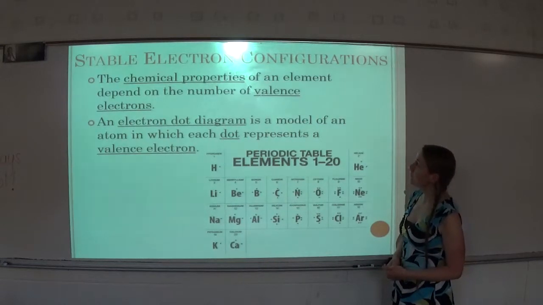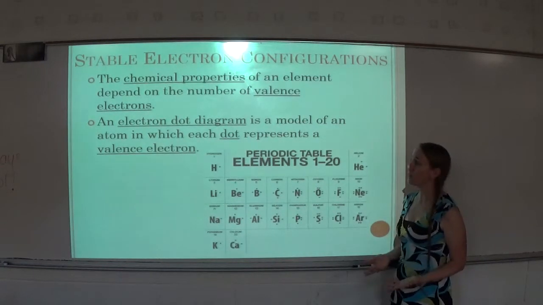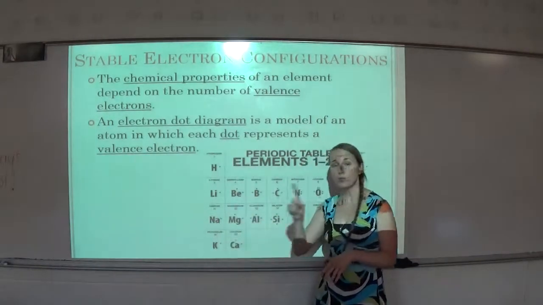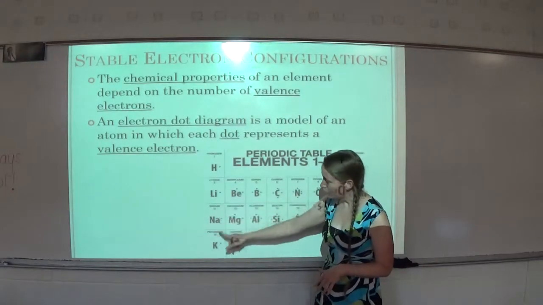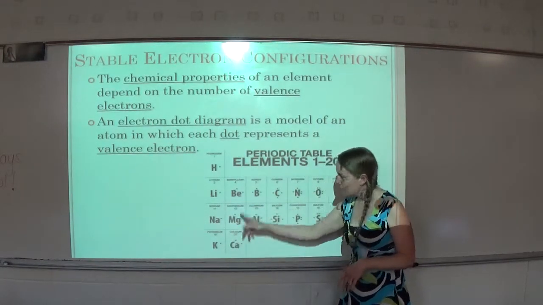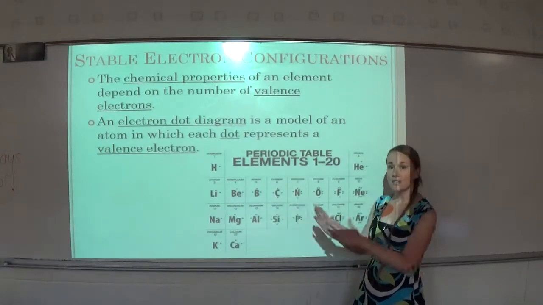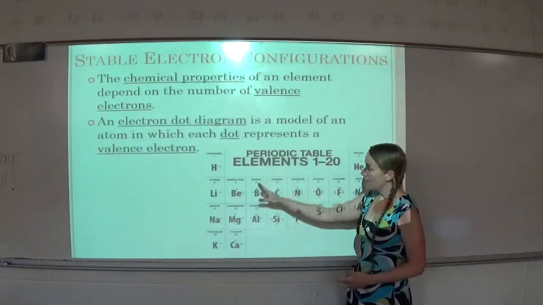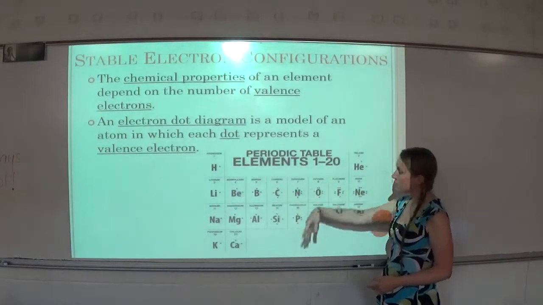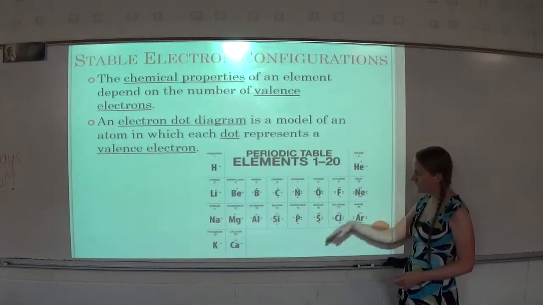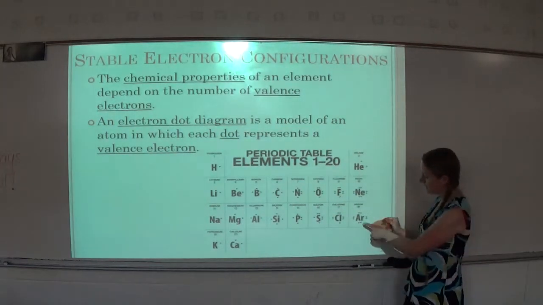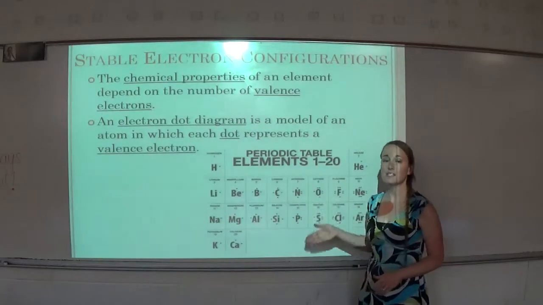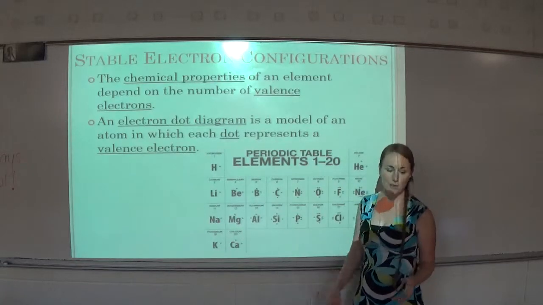An electron dot diagram is a model of an atom in which each dot represents a valence electron. If you remember from a previous video, every element in group 1 has 1 valence electron, so each one has 1 dot. Everybody in group 2 has 2. Everybody in group 13, if you notice, they kind of mush the 2 sides of the periodic table together and cut out the transition metals, has 3. Group 14 has 4, group 15 has 5, group 16 has 6, group 17 has 7, group 18 has 8, except helium only has 2. So you can tell how many valence electrons an element has based on where it is on the periodic table.